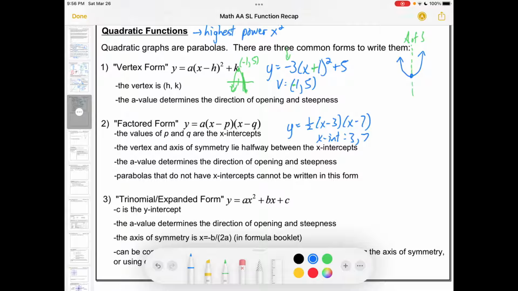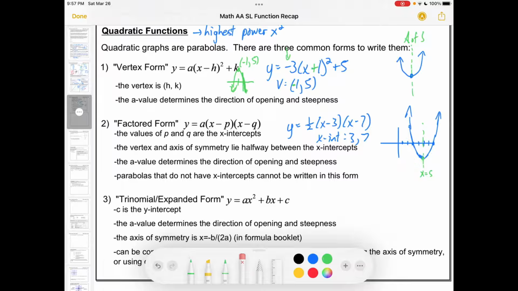On a graph like this, the vertex and the axis of symmetry have to lie halfway in between those x-intercepts. So if I show it something like this, the axis of symmetry would have to be at x equals 5. And the vertex is going to be at 5, something or other. Now, I can find what value that is by subbing in 5 into the equation. I don't want to get too far into it, though, because we have some examples coming up.